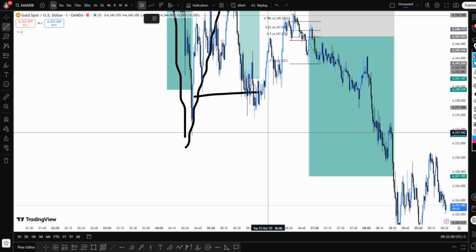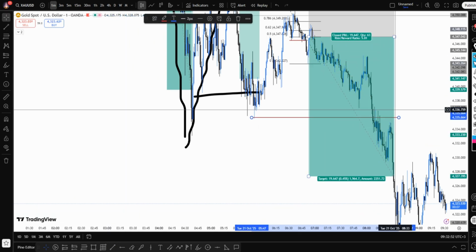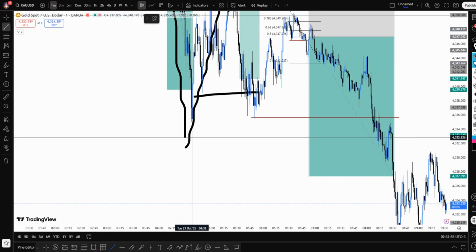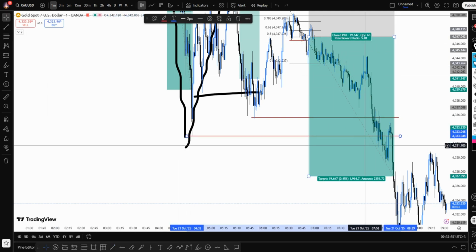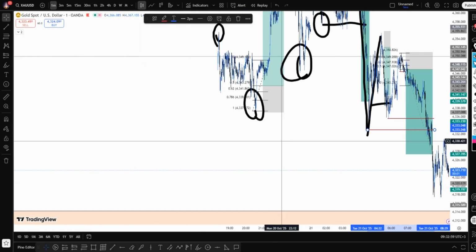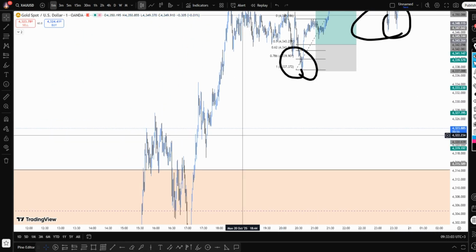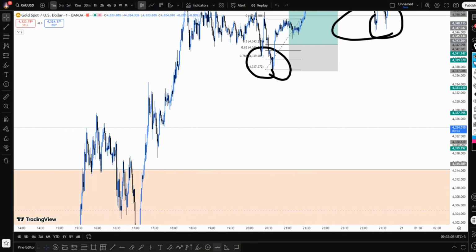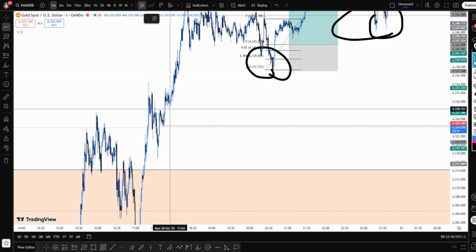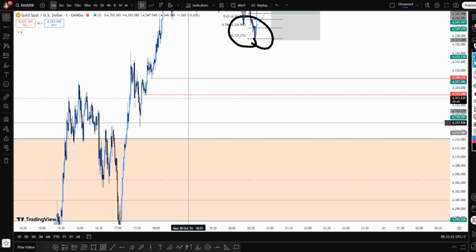Now, this was a valid liquidity area. This was another valid liquidity area. So that's where we target our price to go. And if you go slightly back, you see this, we have another valid liquidity area here. We have another valid liquidity area here because of the lows that were created.